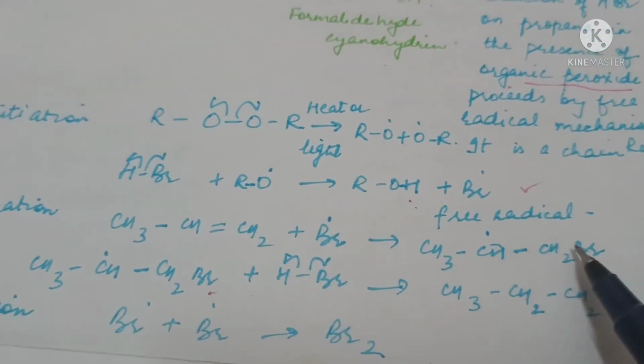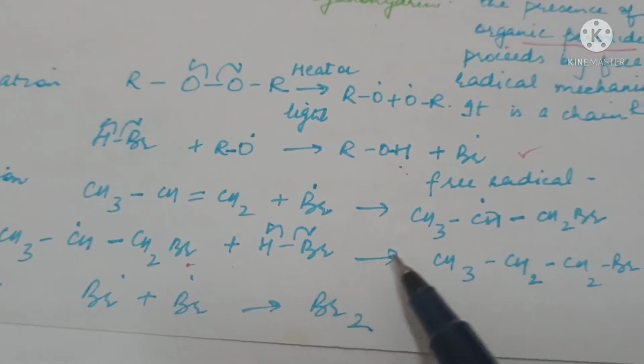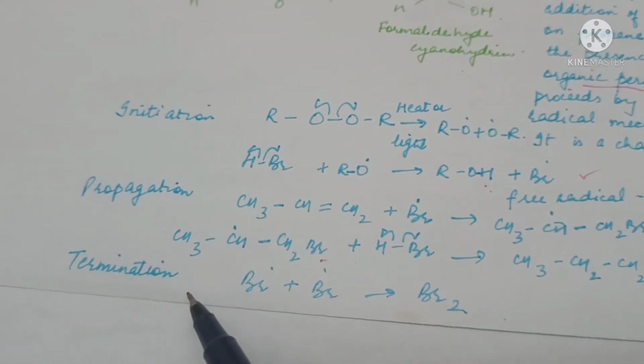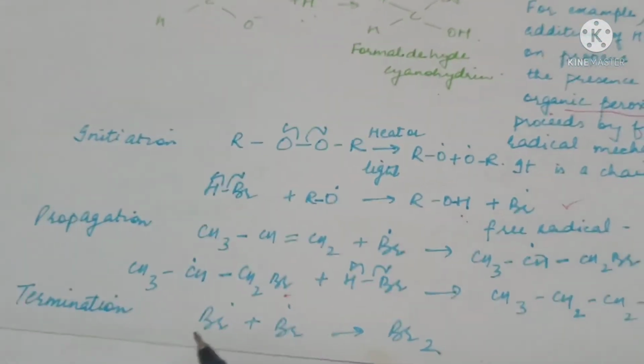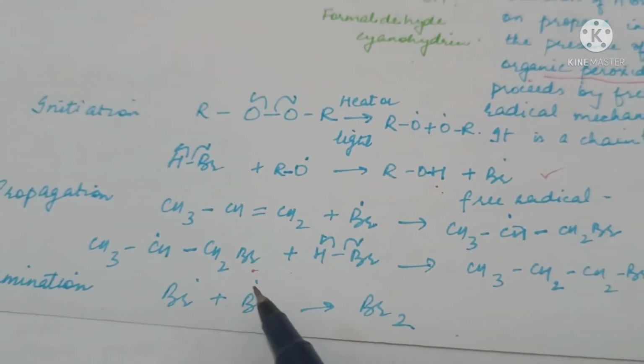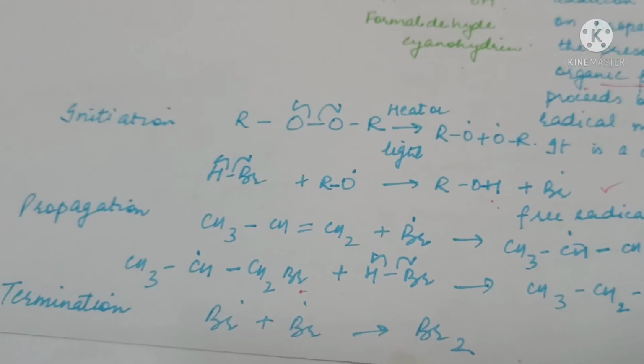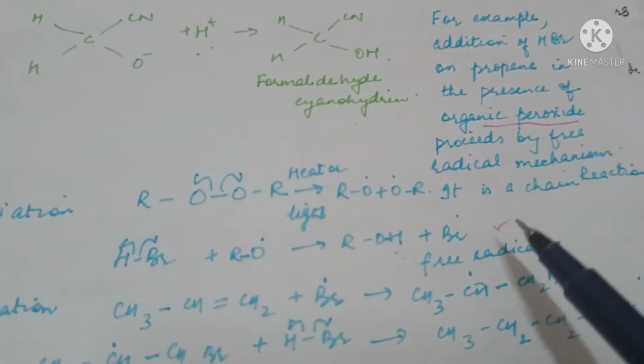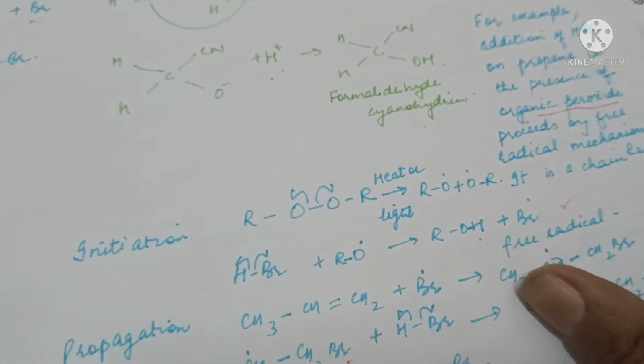Every time in a reaction, another free radical is generated. And in the last step, which is called the termination step, two bromine free radicals will combine with each other to form a bromine molecule. So free radical addition reaction is also a chain reaction.